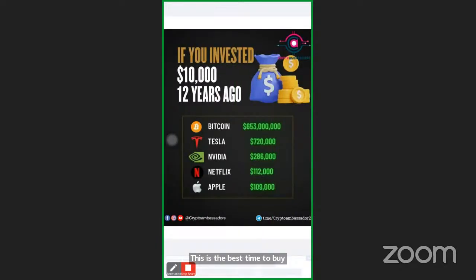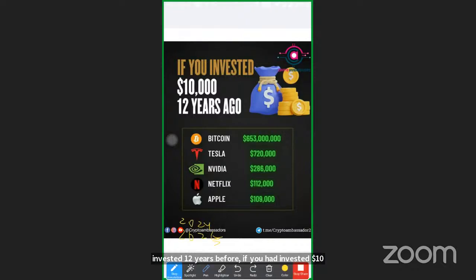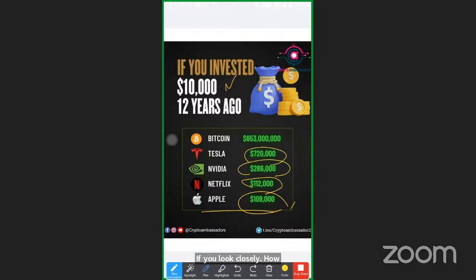If you had invested $10,000 12 years ago in any of these big giant companies that all people know, this could be your return on investment. If you look closely, see how much return on investment you could have gained if you had invested in these giant companies around the world. These are the biggest and most profitable companies till today. So this could be your return on investment of $10,000.